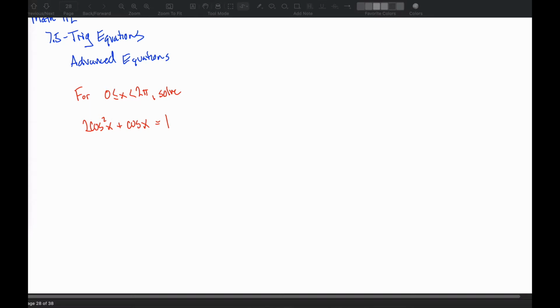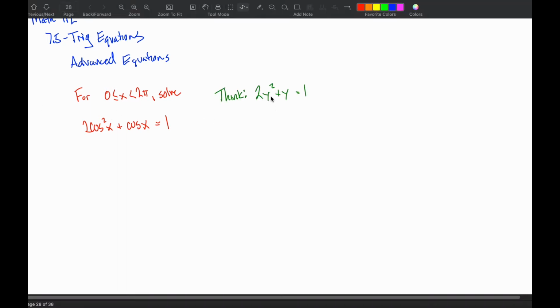If you look at that and have no idea how to solve it, think 2y squared plus y equals 1, right? Instead of cosine of x, change all your cosine of x's into y. You can even formally do that: do a substitution, say let y equal cosine of x, solve it all, and then change your y's back to cosine of x at the end. Although I typically don't do that. I just kind of think about what I would do in this situation.